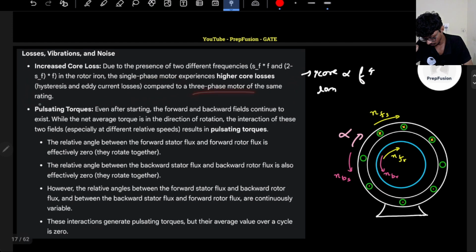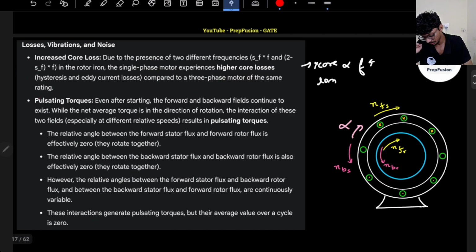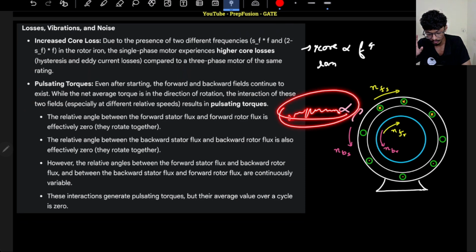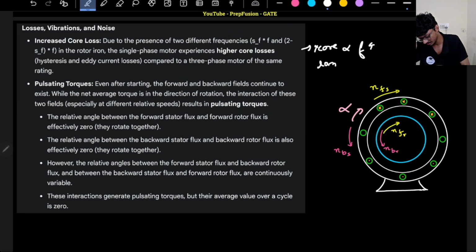Compared to a three phase motor of the same rating, core loss will be higher. Again, due to the pulsating torque, there will be noises. Why? Because high frequency stator current is there in the backward field. That high frequency current will produce high frequency flux that will in turn generate noise. So noises will be there. This we have already discussed: due to the pulsating torque, noises will be there.